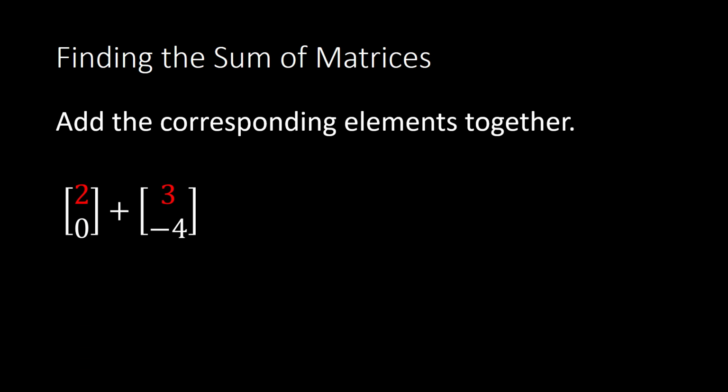So for example, we see here these two matrices, and to add them, we need to add the red numbers together and the white numbers together. So when you add the 2 and the 3, we get 5, and then 0 and negative 4 give me negative 4. Those are the corresponding elements added together.